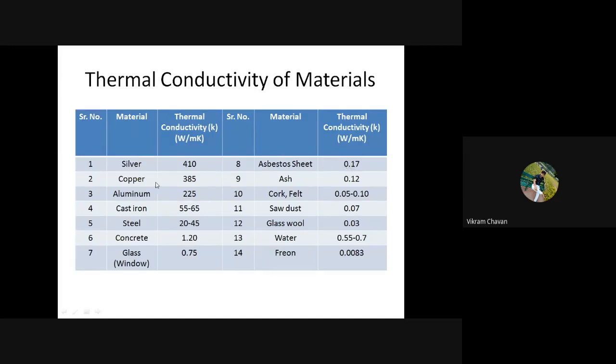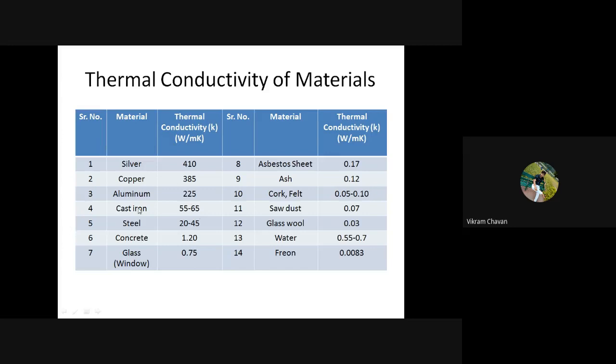Whereas copper has a thermal conductivity of 385 watt per meter Kelvin, and ash has 0.12 watt per meter Kelvin. So one can say that copper is a good conductor and ash is a bad conductor or good insulator. Then aluminum 225, cork felt 0.05 to 0.10, then cast iron 55 to 65.